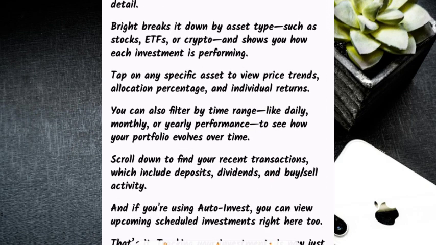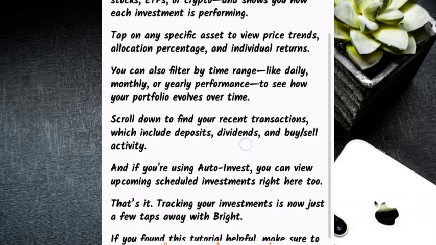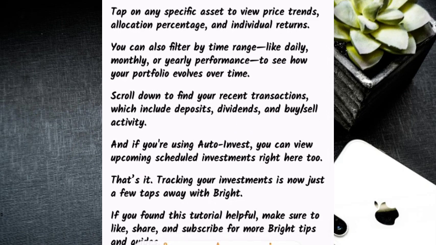You can also filter by time range like daily, monthly, or yearly performance to see how your portfolio evolves over time. Scroll down to find your recent transactions, which includes, of course, the deposits, dividends, and buy-sell activities. And if you're using Auto Invest, you can view upcoming scheduled investments right here as well.